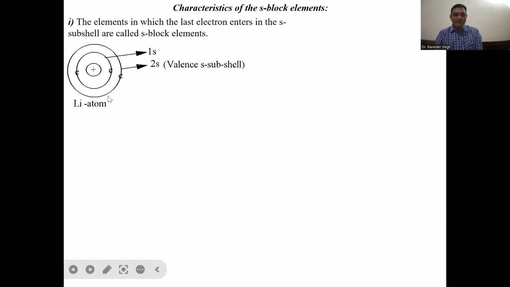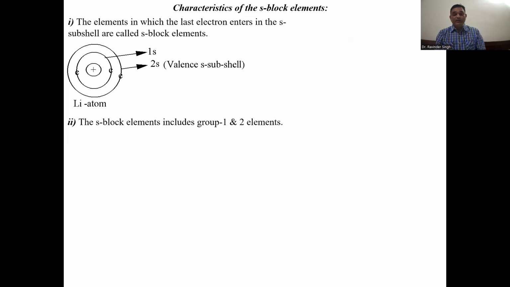You can see in the case of lithium, the configuration is 1s2 2s1. In the first shell there are two electrons, that is 1s raised to the power 2. Then 2s1 means in the S subshell of the second shell, there is only one electron. So that's the configuration of lithium. How can we say lithium is an S block element? Because in lithium, the last electron enters into the valence 2s subshell. So it is an S block element. That's the definition of S block elements: the elements in which the last electron enters the valence S subshell are called S block elements.